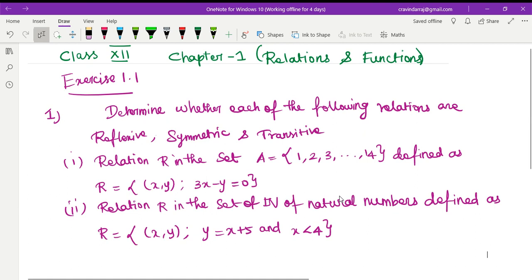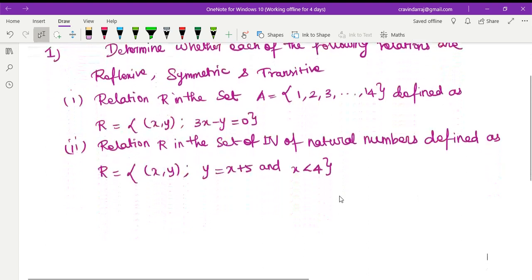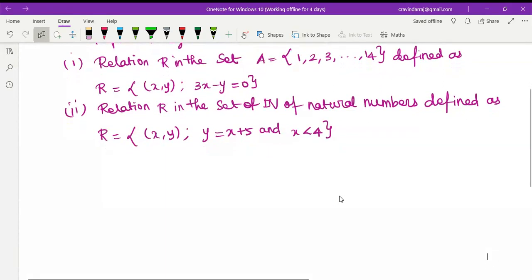So the question is, determine whether each of the following relations is reflexive, symmetric, and transitive. Our first question: the relation R in the set A equal to 1, 2, 3 up to 14, defined as R equal to {(x, y): 3x minus y equal to 0}. That is the relation.